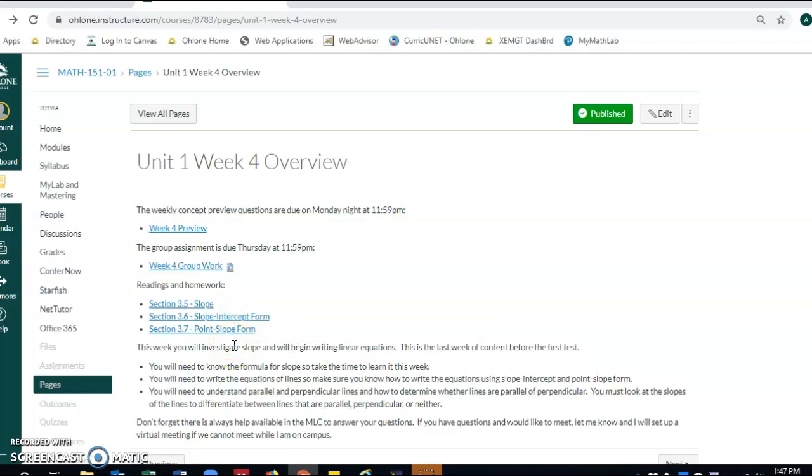And you're going to spend some time with parallel versus perpendicular lines. A drawing is not enough. For you to determine whether two lines are parallel or perpendicular, you have to look at their slope, and you will need to know the relationship between the slopes of lines that are parallel and lines that are perpendicular for the test. So take the time to make sure that you understand all this stuff.